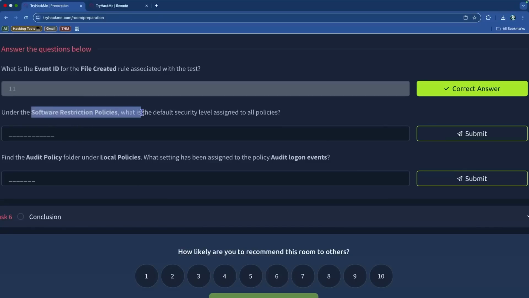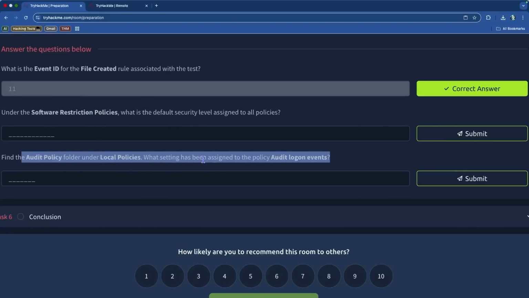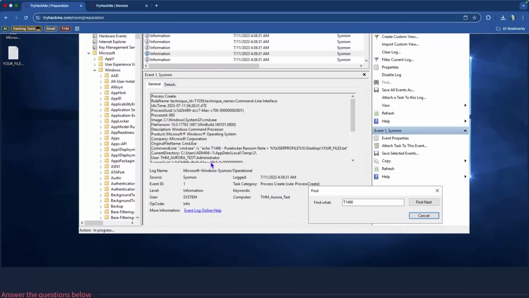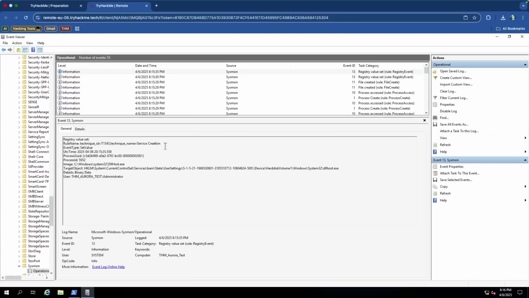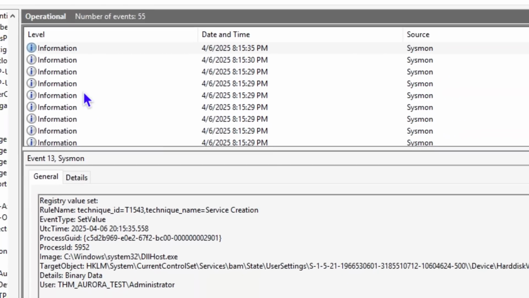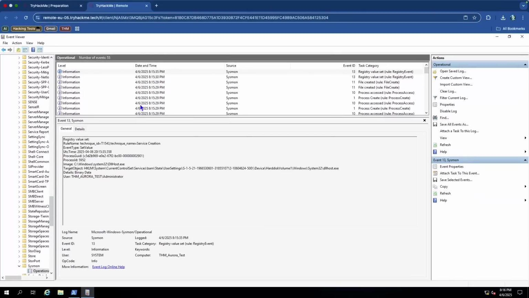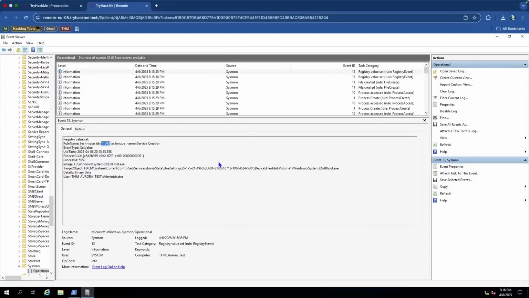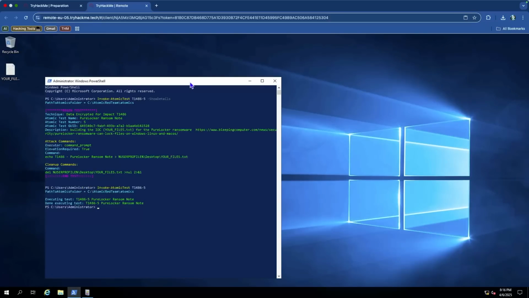So the question says, under software restriction policies, what is the default? Oh, okay. Find the audit policy folder under local policies. What setting has been assigned? Okay. So none of them have to do with the test. I guess we're just trying to see that the event log viewer is actually working. And it is, and we see details about the T1543 technique, service creation, etc. So great, all right, cool. I didn't even need to do any of this to answer any of the questions. So whatever, we did it.